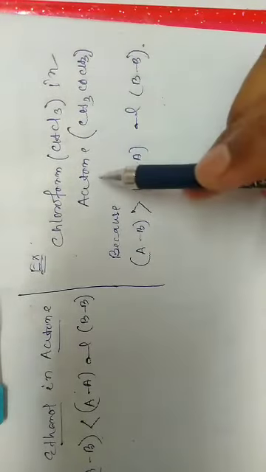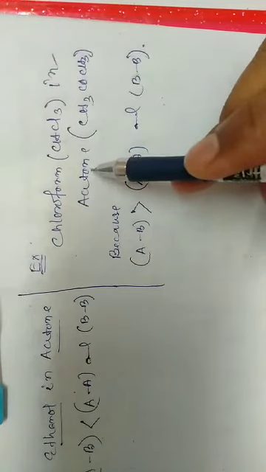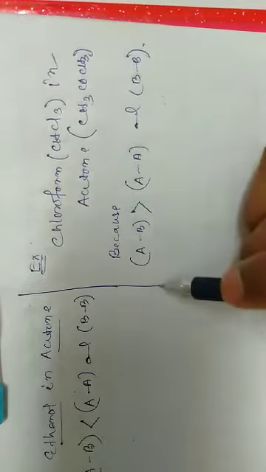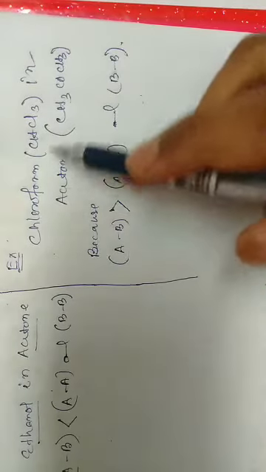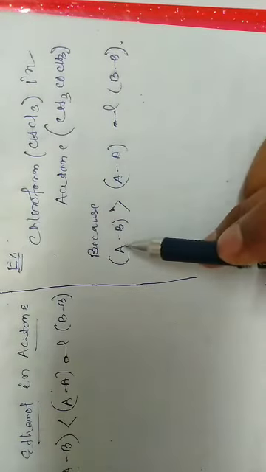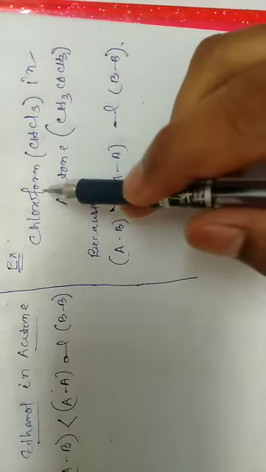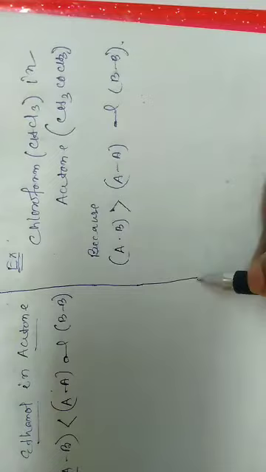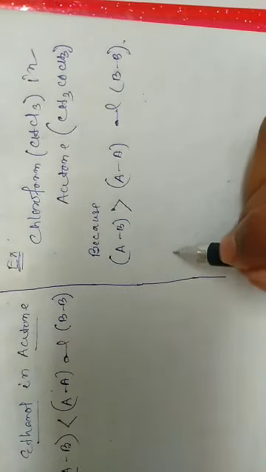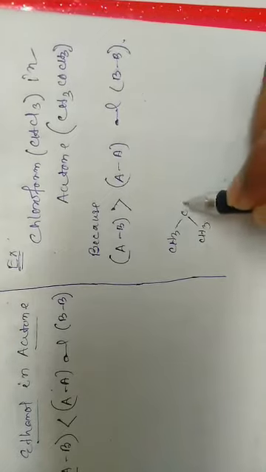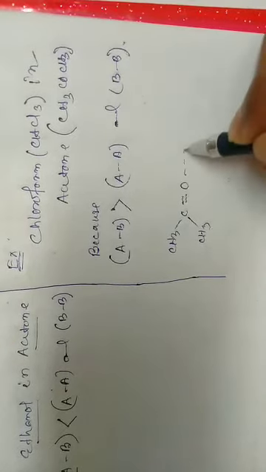So chloroform in acetone is a non-ideal solution. It shows negative deviation from Raoult's law. Why is it showing negative deviation from Raoult's law? Because in this solution AB interaction is greater than AA and BB interaction. When chloroform dissolves in acetone, hydrogen bonding is formed. Hydrogen bonding is the strongest intermolecular force of attraction.